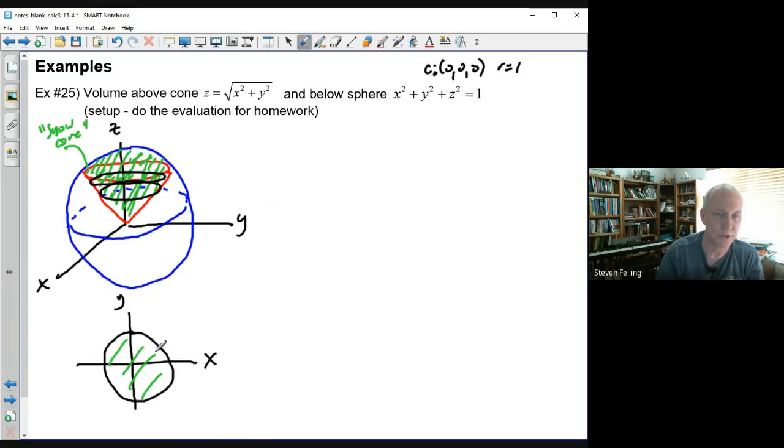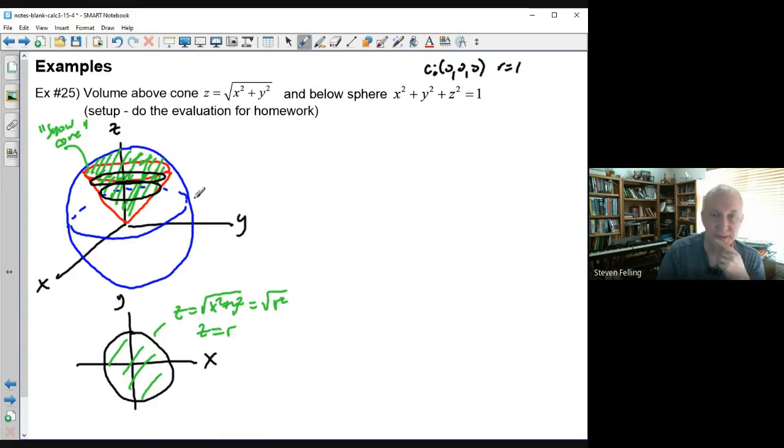Okay, so what would establish the boundary for that? Well, let's see. We would have to have a region here. So the cone is establishing this edge here. And we know that in this case, z is the square root of x squared plus y squared. But we know that x squared plus y squared in polar is r squared. So that's really saying z equals r. So the radius of this circle just depends on whatever the z is.